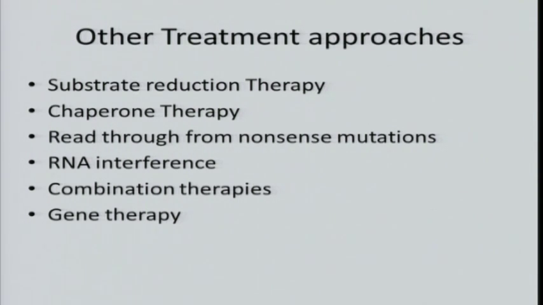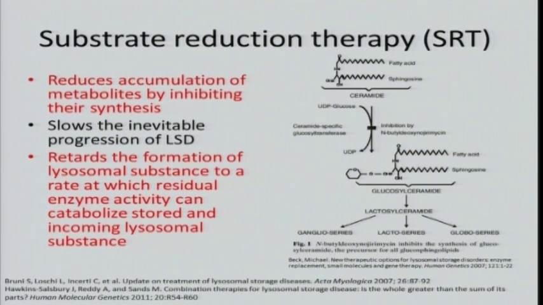Okay. So there are now other treatment approaches. We went from simple to replacing the missing enzyme, and now we can think about substrate reduction therapy, chaperone therapy, read-through therapy for nonsense mutations, and other therapies. And I'm just going to do one slide for each one of them.